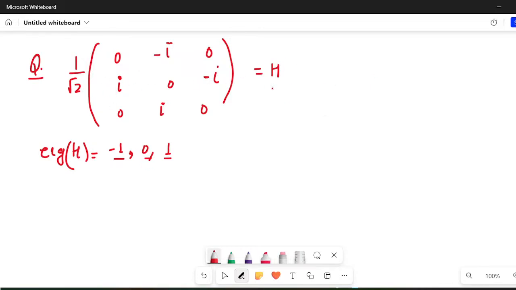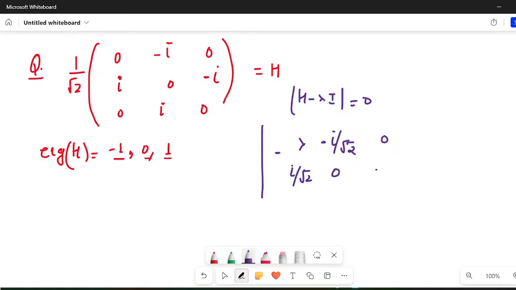What I wanted to convey is that whenever you are trying to find eigenvalues, don't forget this 1 upon root 2. Students often forget this. So always write it in this fashion. If I'm writing H minus lambda I equal to 0, then it should be minus lambda, minus iota upon root 2. Don't forget this 1 upon root 2. Here it would be 0, iota upon root 2 and 0. Quite often people make this mistake, so please don't make it.